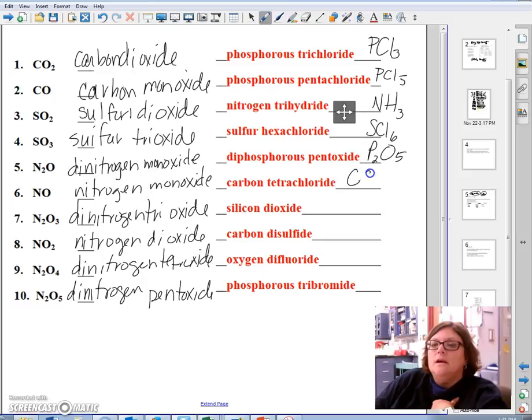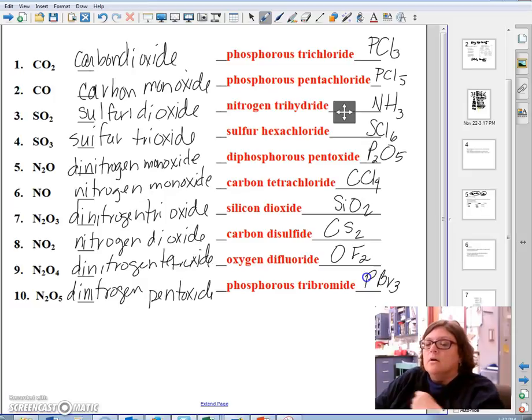Carbon tetrachloride. That's what we used to use to preserve dead things like dead frogs to dissect, but it's a carcinogen, so we don't use it anymore. Silicon dioxide, SiO2. Carbon disulfide, CS2. Oxygen difluoride, OF2. And phosphorus tribromide, PBr3. All right, hopefully that helps you understand a little bit the difference.